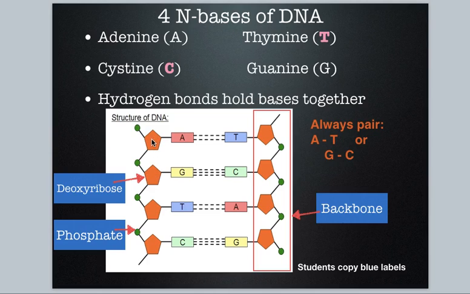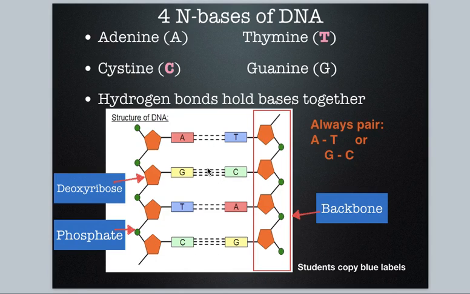Now, this picture you have in your notes, this is the deoxyribose, so I've labeled it for you. That's the orange thing. The phosphate is the little circles. And the backbone is this red box. The backbone of DNA is made up of 2 repeating substances: phosphate, deoxyribose sugar, phosphate, deoxyribose sugar. Same thing over here. The nitrogen bases are always in the middle. Again, that's just the way it is.